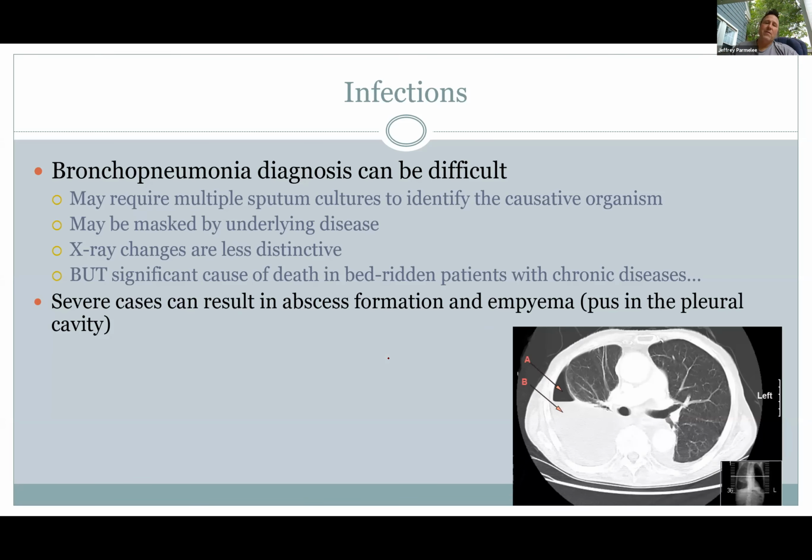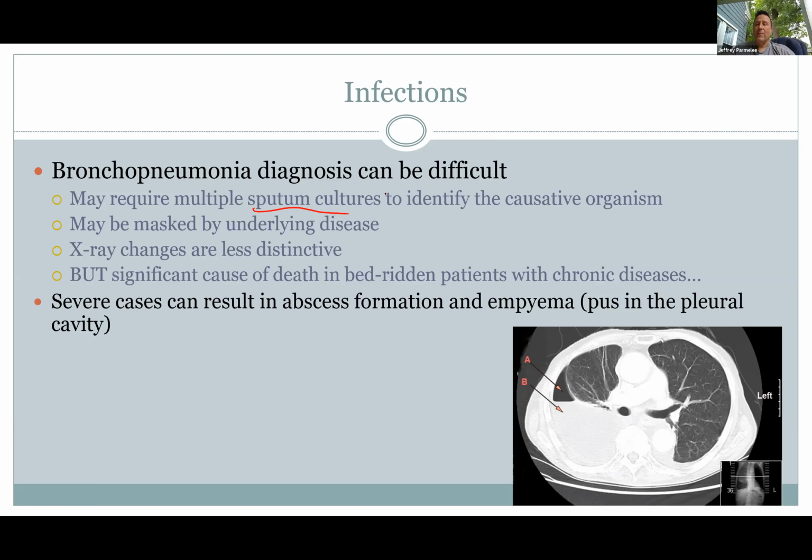So this one may require several sputum cultures, because you're trying to get the infectious agents to come up in order to identify it. Other diseases can mask this. The X-ray is not as distinctive, indeed. But it's so important because pneumonia is a big killer of people that are elderly, bedridden with other chronic diseases, and HIV, cancers. It's important to find out what that organism is so we can have the best therapy for it.